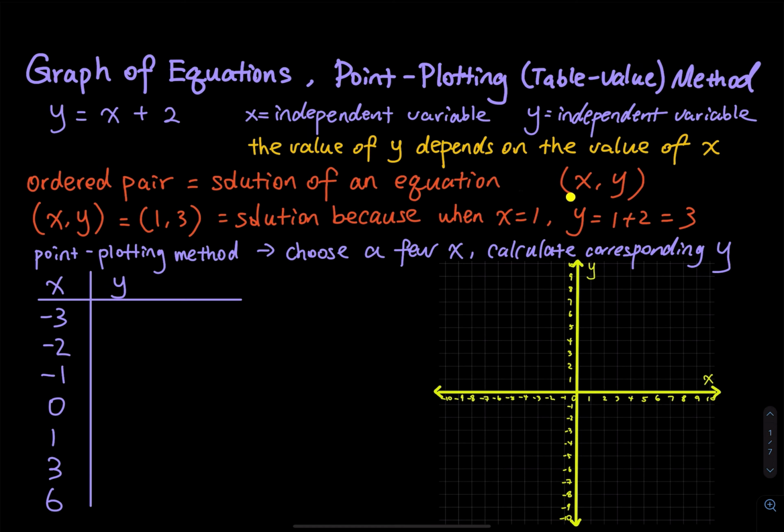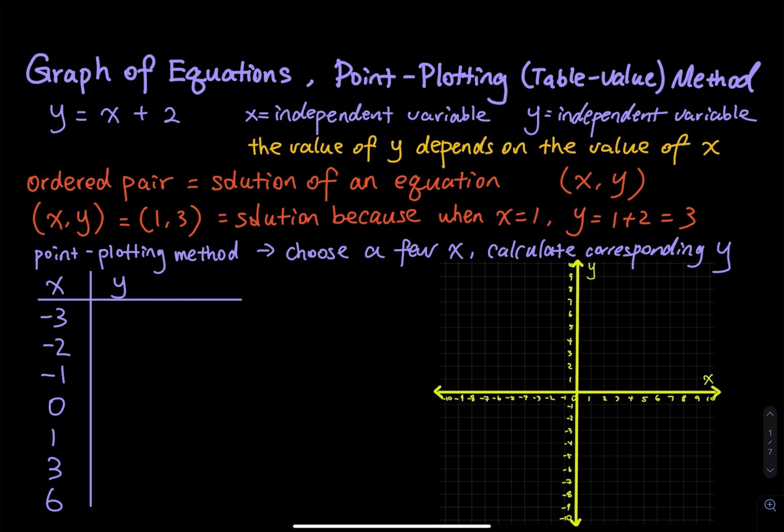So an ordered pair is x comma y. So let's say x comma y is 1 comma 3. I say this is a solution of the equation because when x equals 1, you put a 1 right over here. 1 plus 2 equals 3. So that's why 1 comma 3 is a solution of the equation. Another way to say this is 1 comma 3 is a point on the line, a point on the graph. So it's one of the points on the graph.